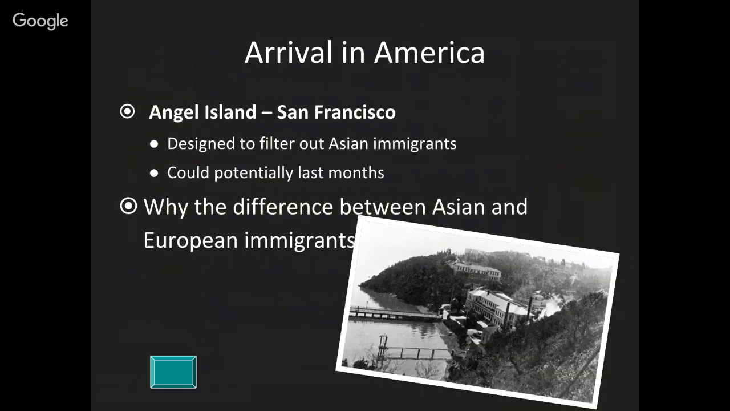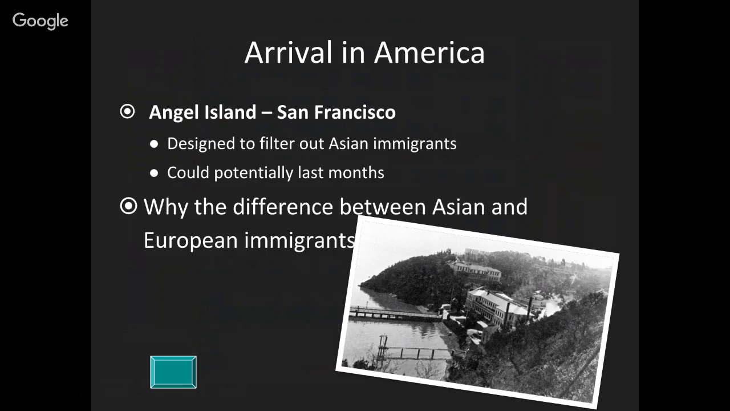On the West Coast, if you were coming from Asia, there would be a difference. You would come in through Angel Island, and this was actually kind of more of a resistance. It was more built to filter out Asian immigrants than it was to let them in. And people could get stuck in Angel Island for months. So as opposed to the couple hours you would spend in Ellis Island, you could be held in Angel Island for months and then ultimately denied immigration.